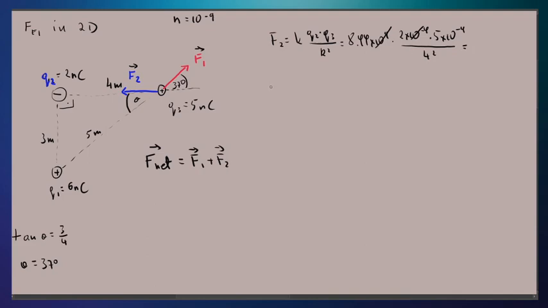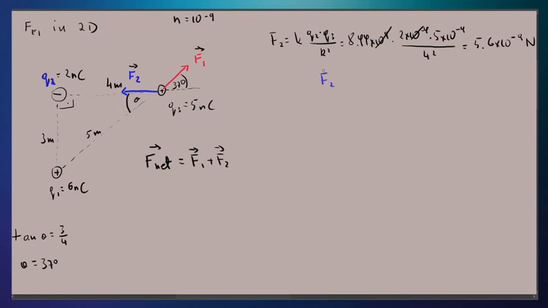So I got 5.6 times 10 to the negative 9th newtons. That's F2, that's the magnitude of F2. Now if I want to put F2 into a vector form, that would be easy to do. Well, let's do it in blue.